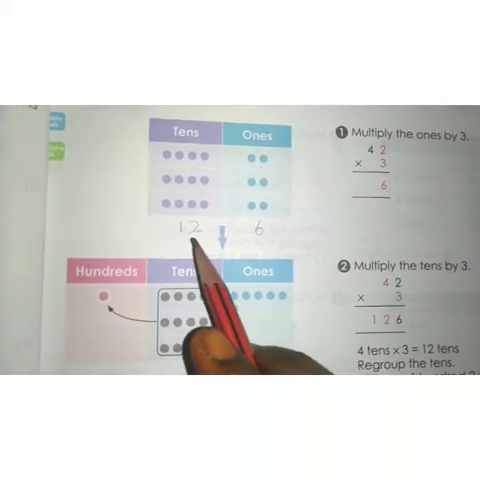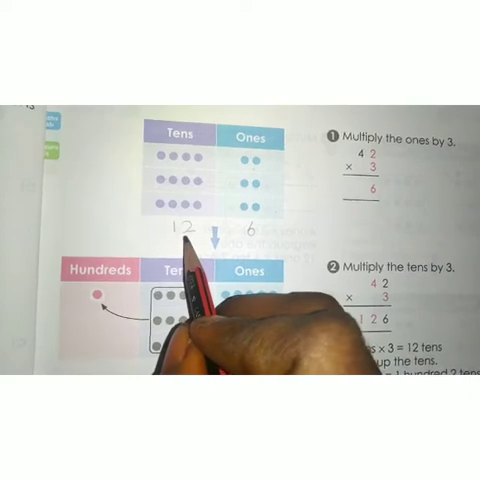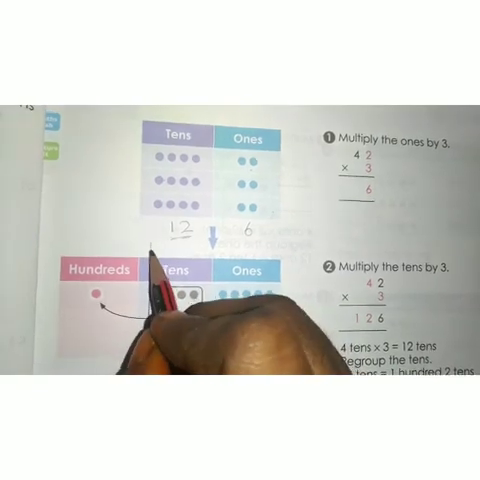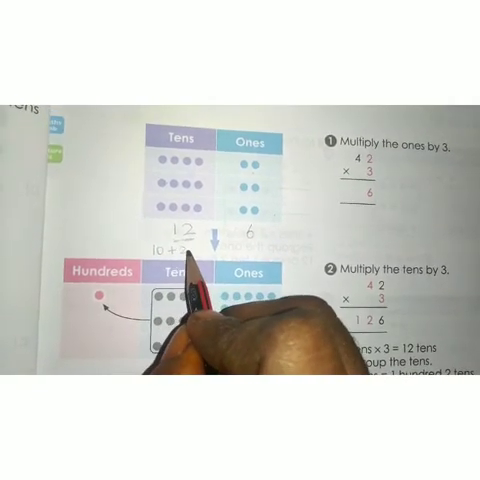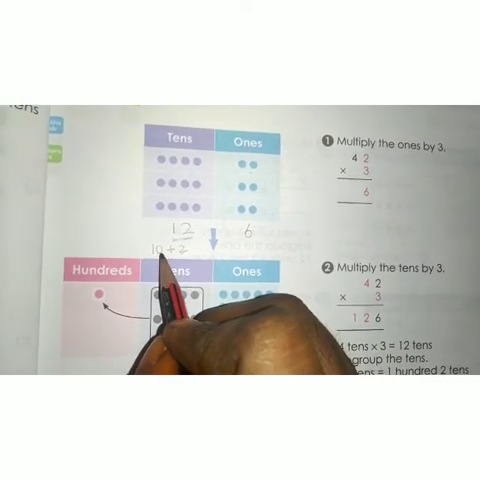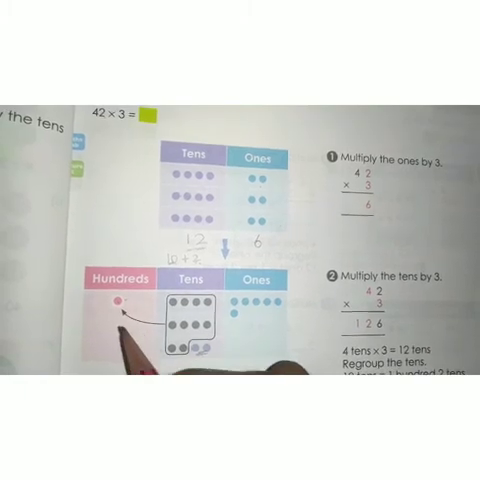Look here, children. We got the answer as 12. But in tens place, we have to write the tens place value only. How many tens are here? 12 tens. This can be split into 10 plus 2. So 10 tens plus 2 tens. 10 tens are equal to 100. 10 tens will be carried over to hundreds place. Only 2 tens remain in the same place.